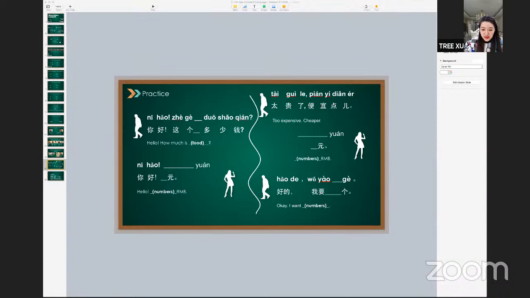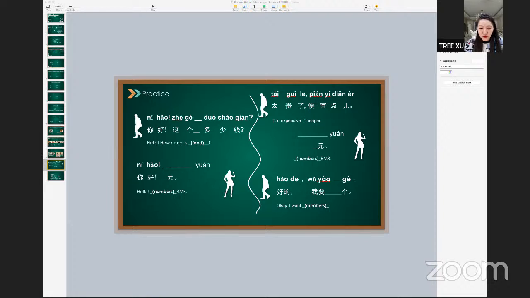So you can read after me. 太贵了，便宜点儿。So since you guys already learned it, I will just teach it from here. 太贵了，太 means too much. 贵 means expensive. In Chinese we don't have verb endings like -ed to present the past tense, but we use 了 (le).